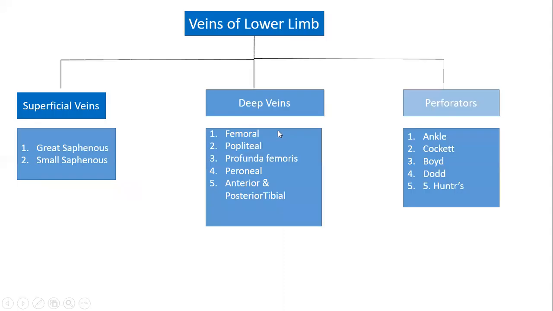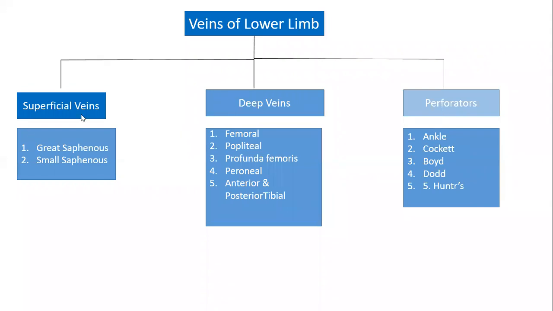So starting with the venous drainage of the lower limb, the veins of the lower limb are broadly divided into three groups. Superficial veins that are located above the deep fascia in the leg, deep veins that are located below the deep fascia, and then we have perforators that connect the superficial veins with the deep veins by perforating through the deep fascia of the lower limb.